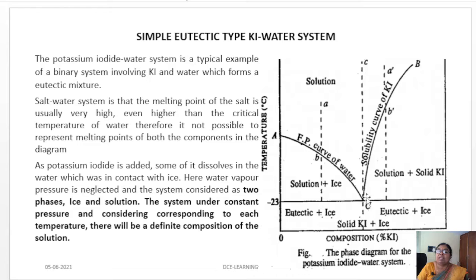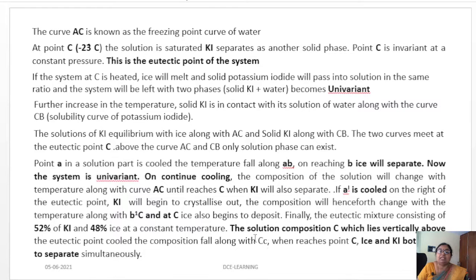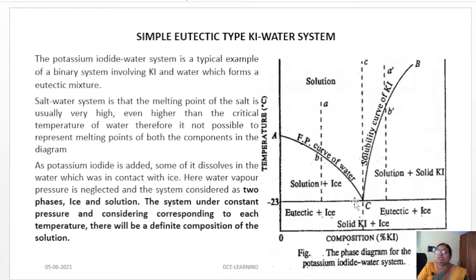Above that, there is the solution composition of C, which lies vertically above the eutectic point. If a solution of this composition is cooled, then when it reaches point C, ice and potassium iodide both begin to separate simultaneously. The final eutectic mixture consists of 52% potassium iodide and 48% water. This is what we call the eutectic mixture.